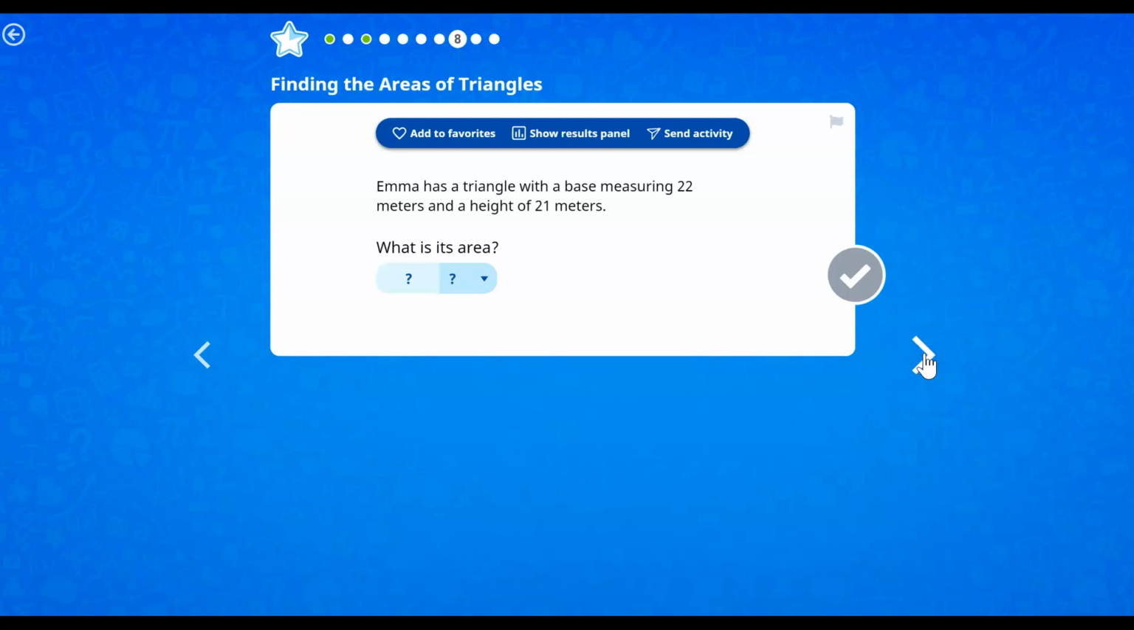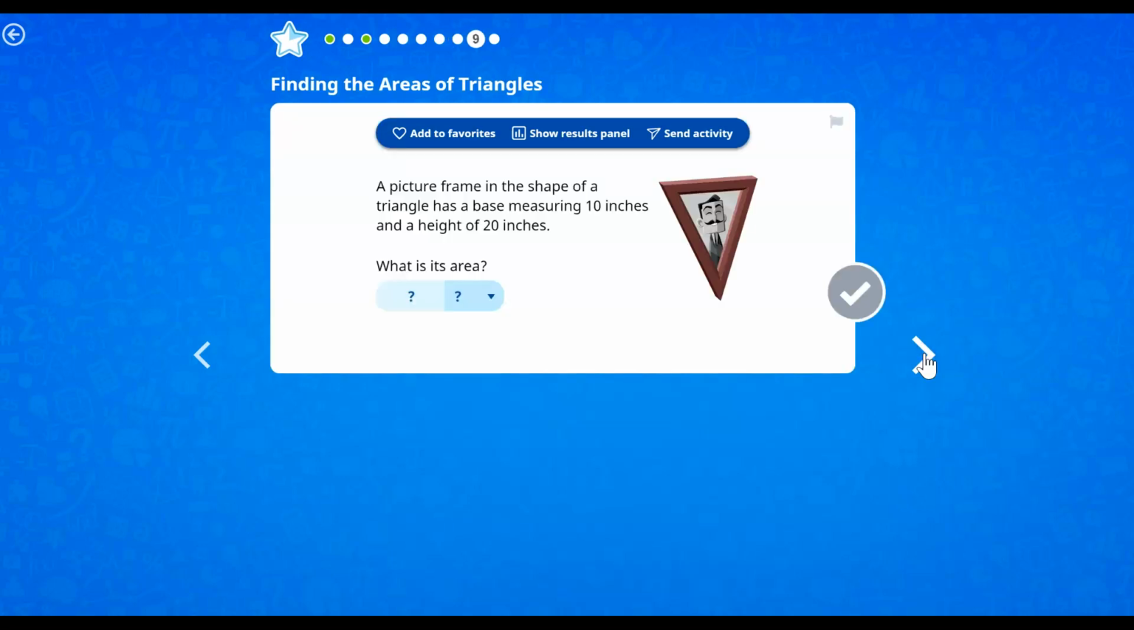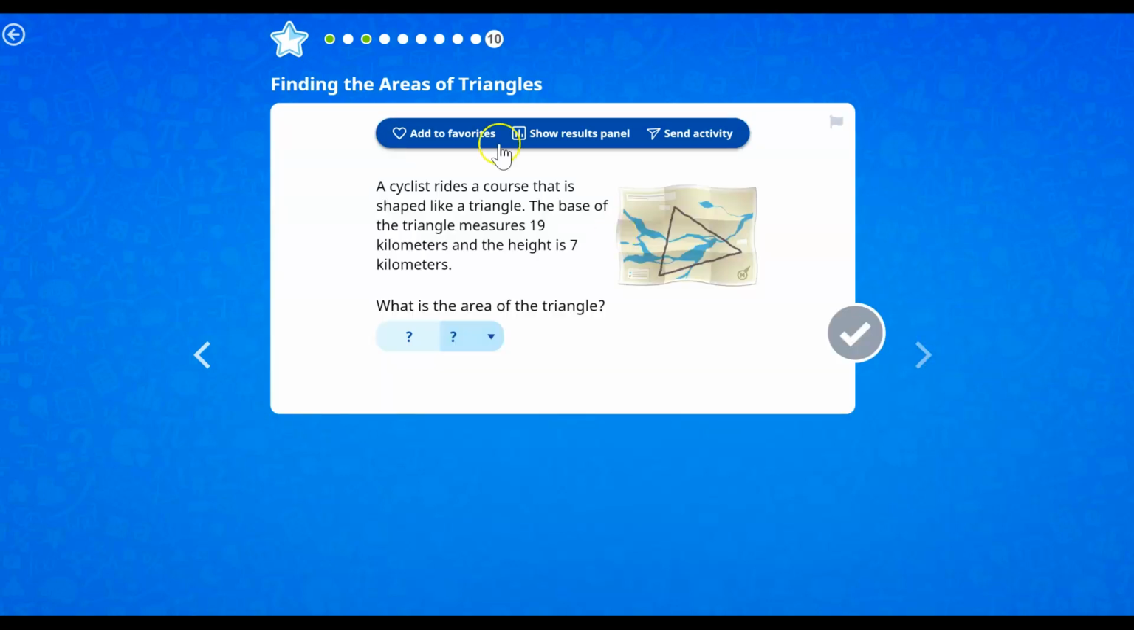Emma has a triangle with a base measuring 22 and a height measuring 21. Just remember, it's not just 22 times 21 and then I'm done. Remember, it's 22 times 21 and take 1/2 of that answer, right? Question 9, you got a picture frame, base of 10, height of 20. Again, you have all the things that you need, and then this map here. It says the base of the triangle measures 19, the height is 7. So very straightforward problems. I just want you to really focus in on triangles today, review them.